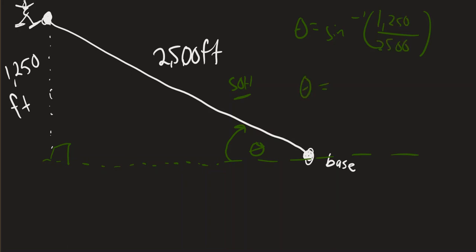And I guess you can go throw that in your calculator now if you want to, but I think I could finish this one without a calculator. 1,250 divided by 2,500, well, this is just 1/2. And so if you put this in your calculator, you're really asking your calculator, what angle has a sine of 1/2? Well, I know what angle has a sine of 1/2 because I know the unit circle.